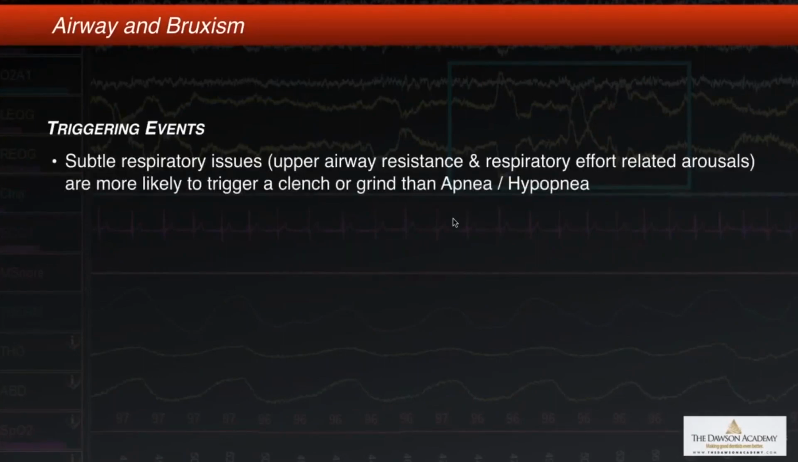We know that if we start looking at airway and bruxism, if we look at this TMD patient, you can't necessarily separate them from airway, because a lot of TMD patients may have airway issues. So you have to screen for airway, whether it's a symptomatic patient, an asymptomatic patient, or certainly the TMD patient. But subtle respiratory issues, upper airway resistance and respiratory effort-related arousals are more likely to trigger a clench and grind than apnea and hypopnea. So why is somebody playing with their teeth? What's the reason for clenching or bruxing? Could it be related to upper airway resistance or a sleep airway disorder?